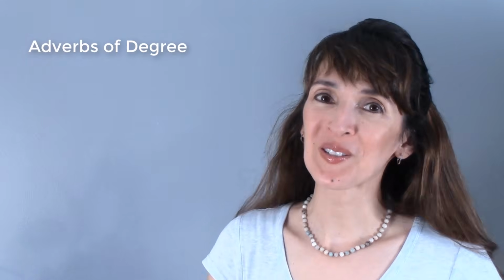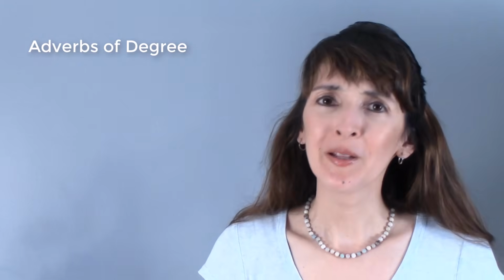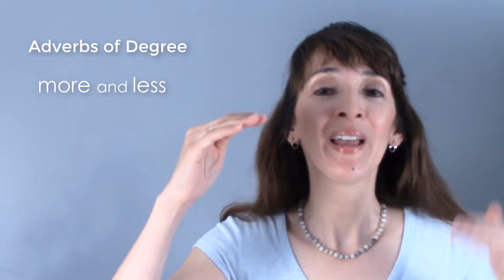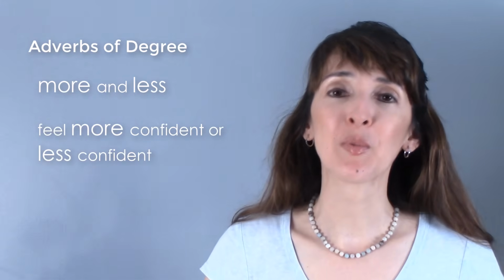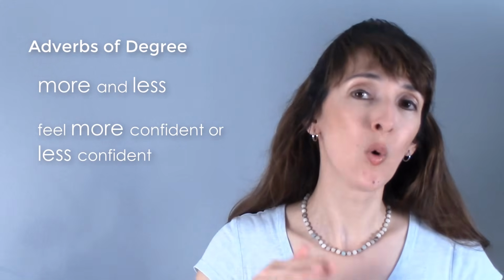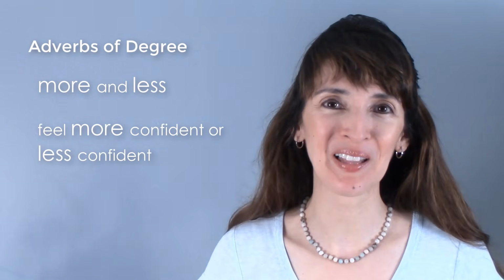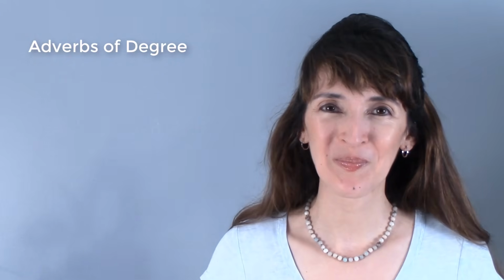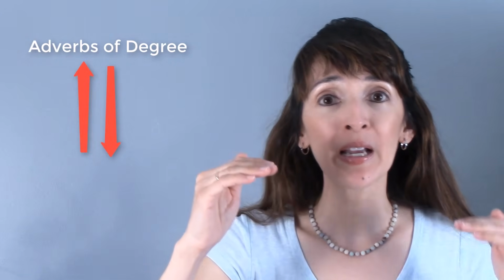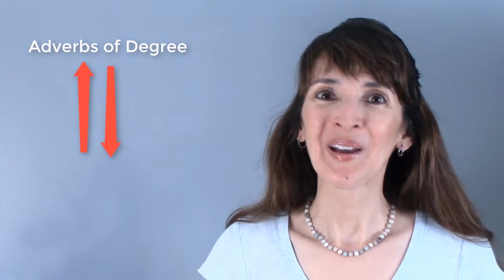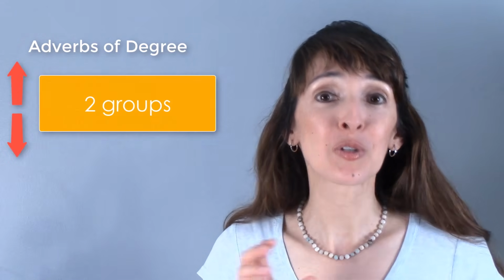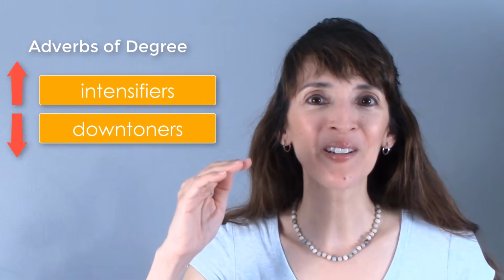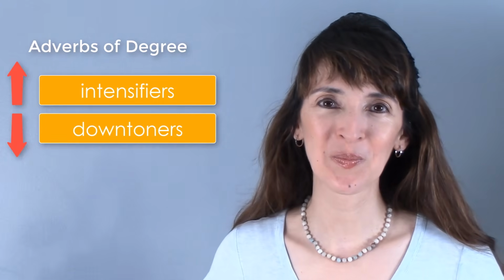Now we're going to focus on adverbs of degree. You learned 2 of them when you learned how to make comparisons. You learned more and less. For example, someone can feel more confident or less confident when they speak English. Hopefully after this lesson, you'll feel more confident. This refers to higher and lower degrees. We're going to study and practice 2 groups of adverbs of degree, intensifiers and downtoners.